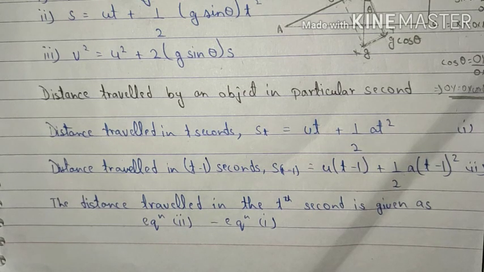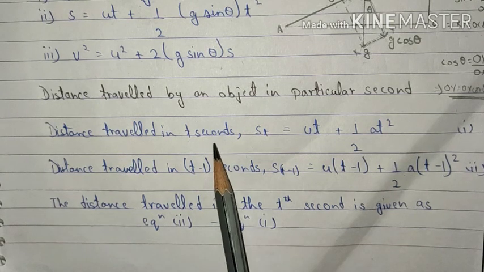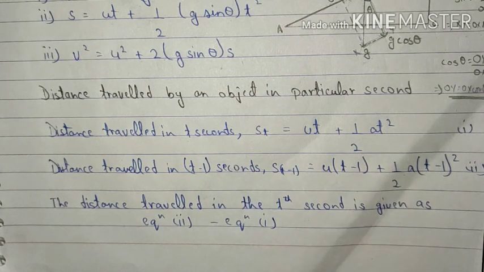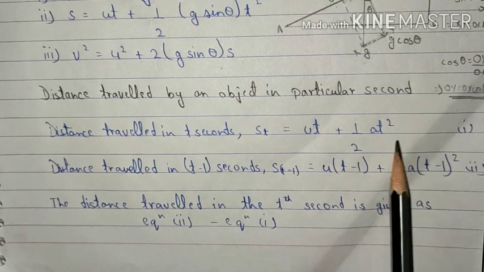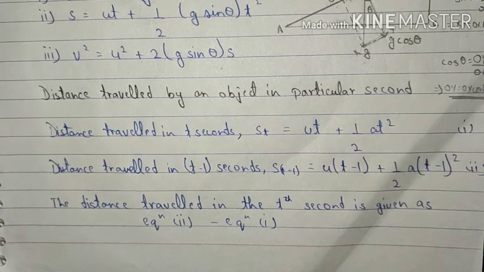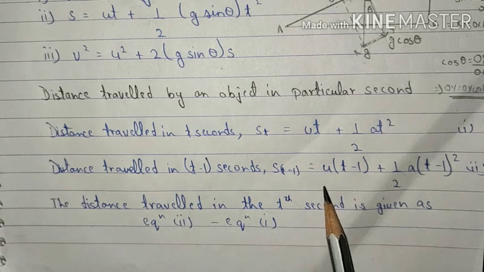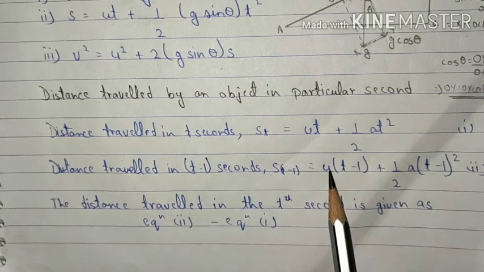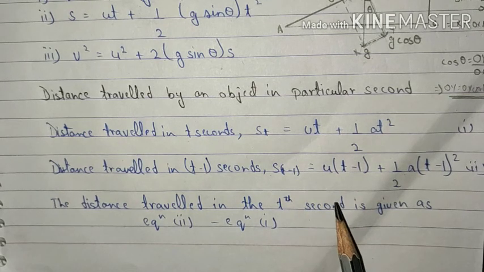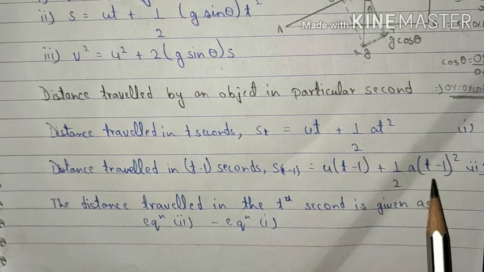In the same manner we are going to go about it over here also. First we will calculate the distance traveled in t seconds by using the second equation of motion, that is ut plus half at square. Then we are going to calculate the distance traveled in t minus 1 seconds, that is 1 second before t seconds, which can be written as: instead of t everywhere we will take t minus 1. So it becomes u into t minus 1 plus half a into t minus 1 whole square.